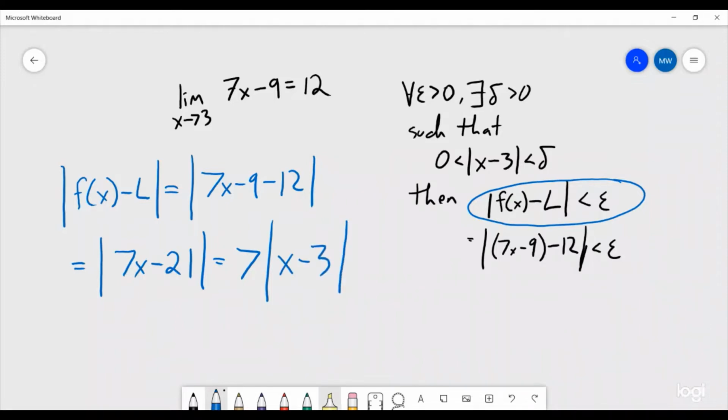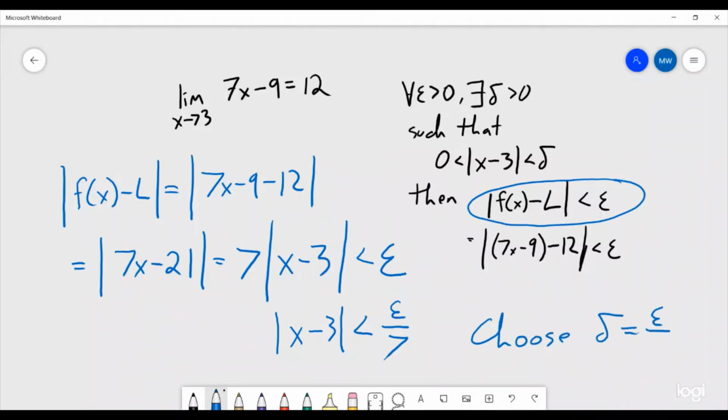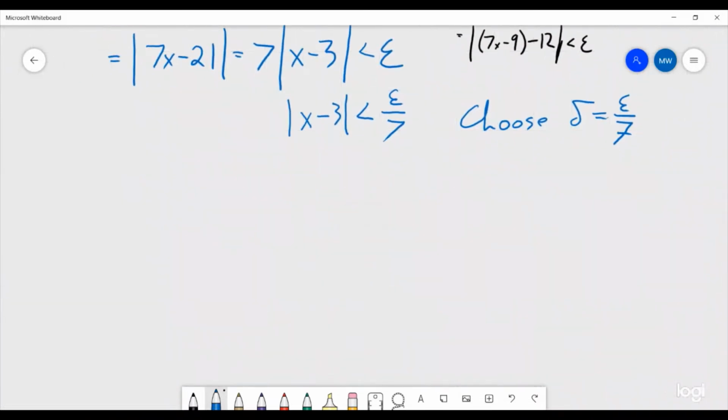The reason we're stopping right here is because this x minus 3 is the same as the x minus 3 over here. And so because of that, we can divide. Specifically, we want this to be less than epsilon. So that means we want to choose the absolute value of x minus 3 to be less than epsilon over 7. So we are going to start our proof by saying choose delta to be equal to epsilon over 7. So let's go through the proof together.